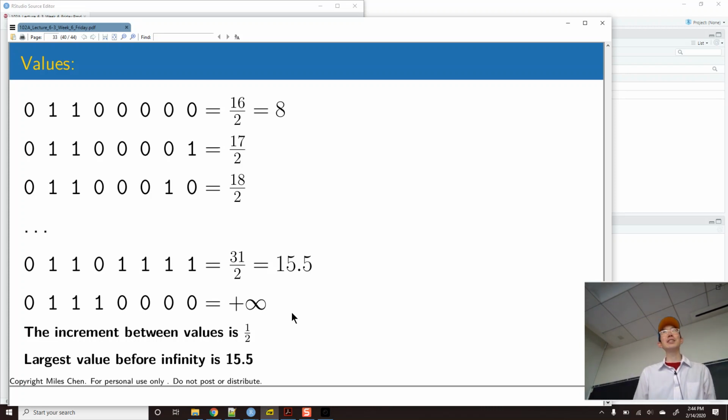Which sounds silly, because 15.5 seems so small compared to infinity. But if you think about it, any number is small compared to infinity. So even if we have 64 bits, you can represent a very big number in terms of human scale, but compared to infinity, it's still very shy of infinity. So this is the largest number we can represent. The increment here is 1/2, and the largest value we can represent before infinity is 15.5. Anything larger than that becomes infinity.